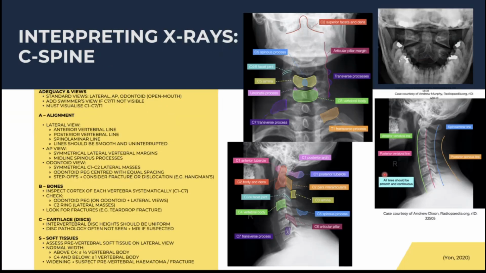Okay, so moving on to C-spines and interpreting C-spine imaging. I appreciate there's quite a lot of pictures on here. So if we start with the ABCs again, you want to make sure that the views that you've got are adequate. And firstly, I'd like to preface this by saying that C-spine imaging is not very often done at all now, especially in trauma. Mainly they just go for CT.